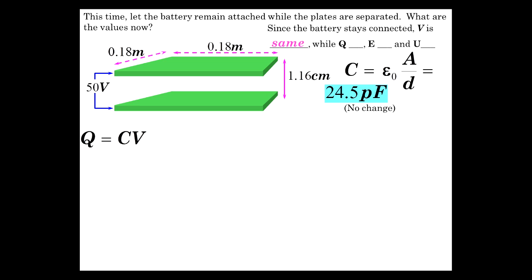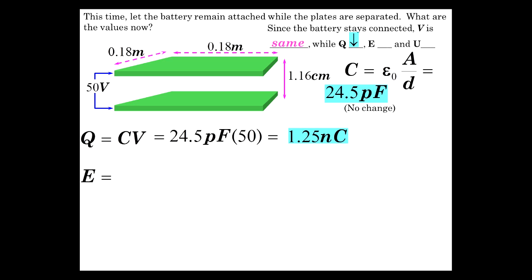Q is CV. Now, the power supply remained attached, so there is the potential, no pun intended, for charge to come or go to the power supply. So CV, with the 50, gives 1.25 nanocoulombs. So indeed, the charge has gone down. Charge has left the capacitor and gone into the power supply.